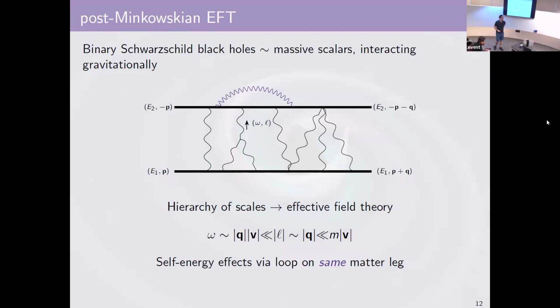One ingredient to understand this is that where in the loop you have a propagator of the massive particle, actually you should take the M to infinity limit. And basically the M to infinity limit kills the H bar of that loop. So it becomes a classical loop.